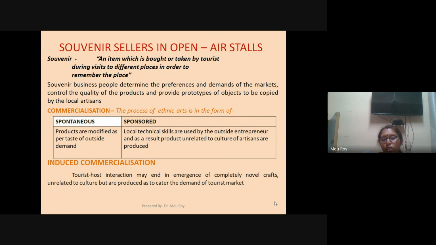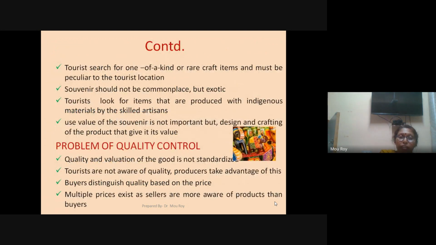Tourist-host interaction: one is the tourist, another is the host, that is the stakeholders, the local communities. The tourist-host interaction may end in the emergence of completely novel crafts, that is, new crafts unrelated to culture, but produced to cater to the demand of the tourist market. Of course, tourists also look for items that are produced with indigenous materials by skilled artisans. Souvenirs also reflect the art and craft of that particular area. So it is very important to have proper designing and crafting of the product, which gives it a value.